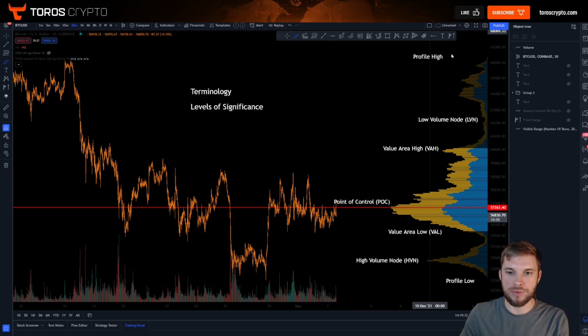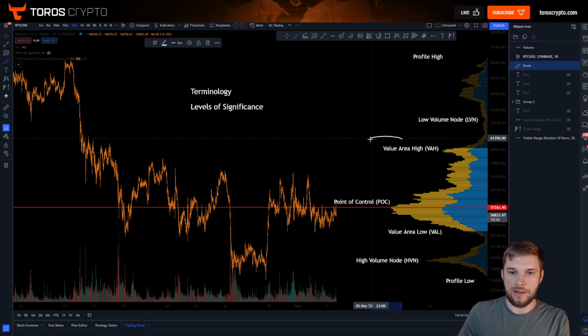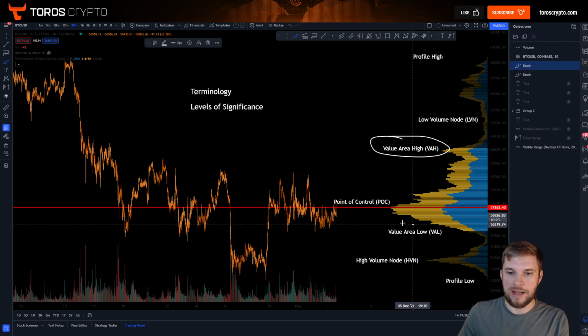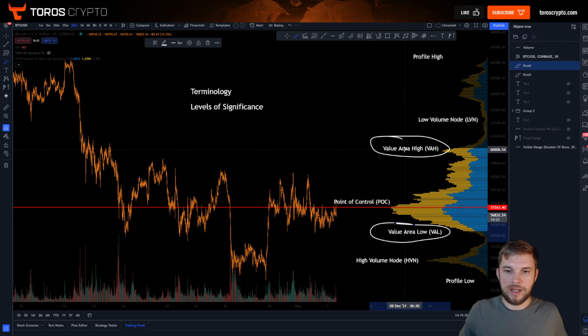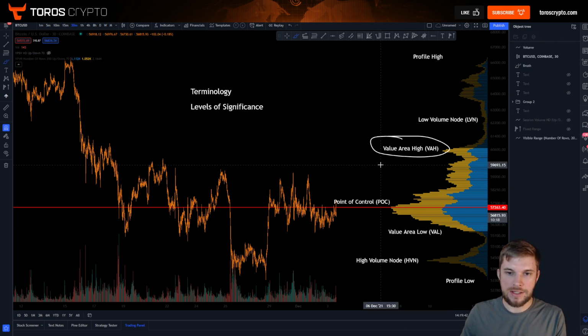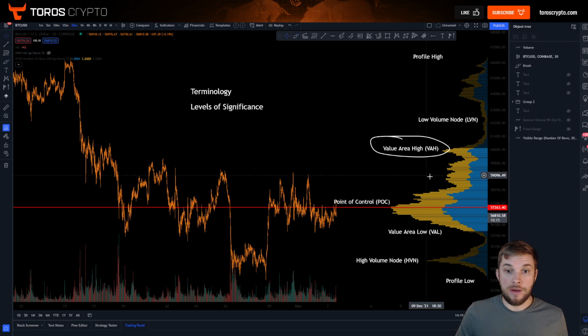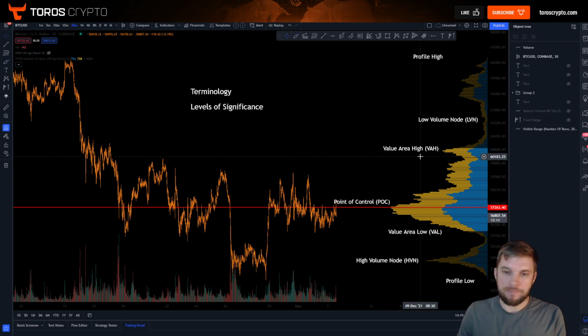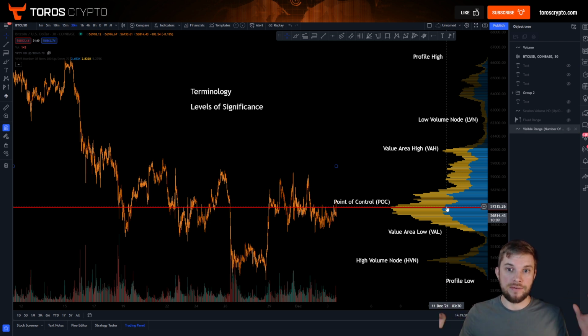Now the second most important areas for me are the value area high and the value area low. Okay, and what this shows you is based on the concept that a market is always trying to find balance. Okay, and if it's trying to find balance, then it wants to be within fair price.